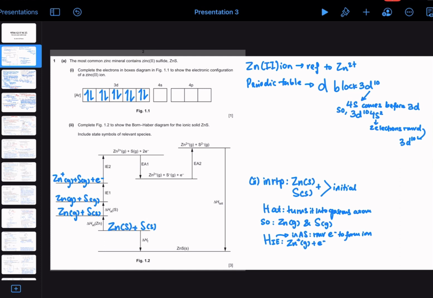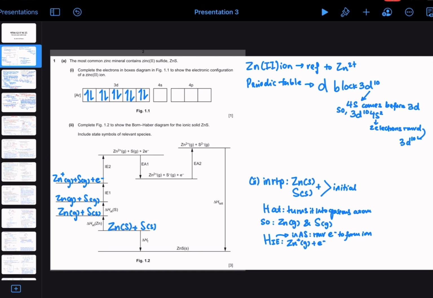Alright, question II. Complete figure 1.2 to show the Born-Haber diagram for the ionic solid zinc sulfide. Include state symbols of relevant species. Alright, so we know that at room temperature, both zinc and sulfur are initially in solid state. So yeah, that's why they would be in solid state.